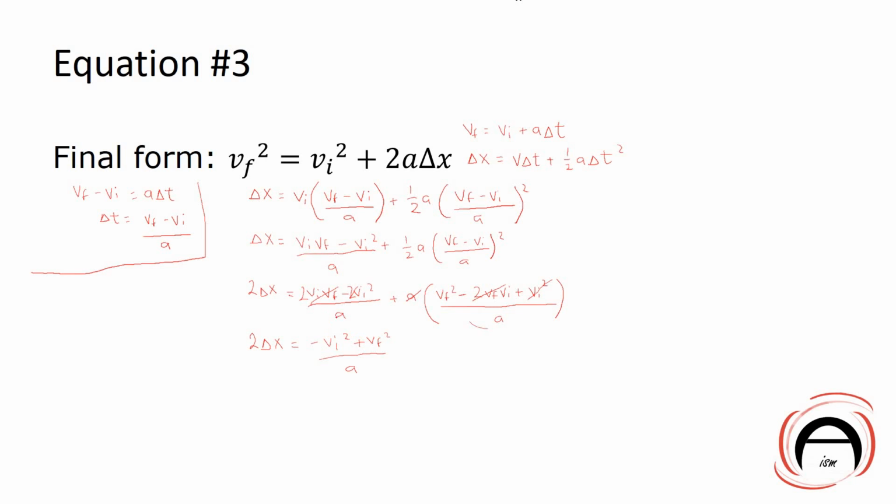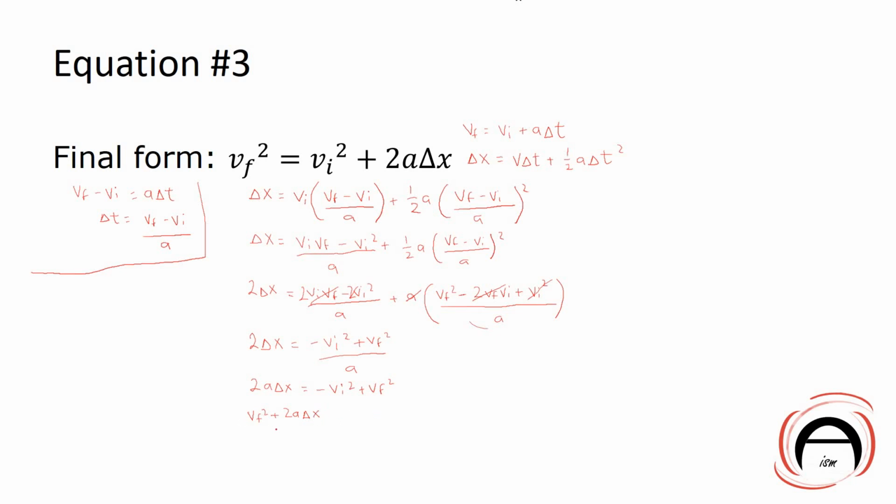So this is almost going to be done. I said I wanted to get rid of the fraction, so finally I'm going to multiply A by both sides. You're going to have 2A delta x is equal to negative Vi squared plus Vf squared. And to finally get it to look like this final equation, our final step, we're just going to add Vi squared to both sides. So that's just going to be Vf squared minus Vi squared equal to 2A delta x.